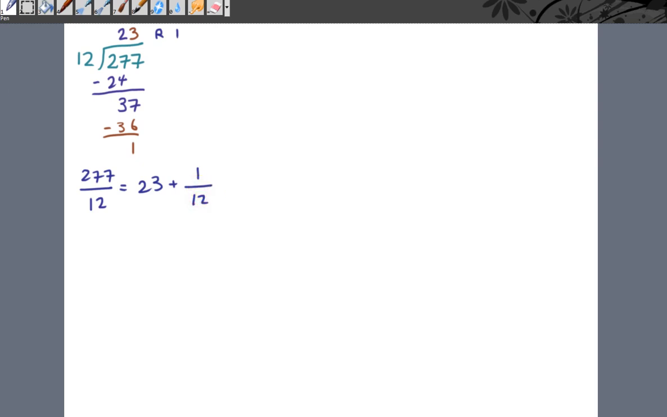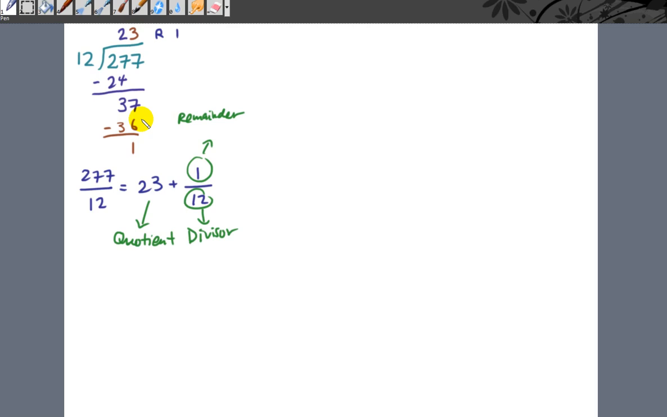Just as a recap, maybe somebody forgot, this right here is called the quotient. This number on top here is called the remainder. And the bottom number, this one is called the divisor. So divisor, remainder, and quotient. Hopefully that serves as a nice little review.